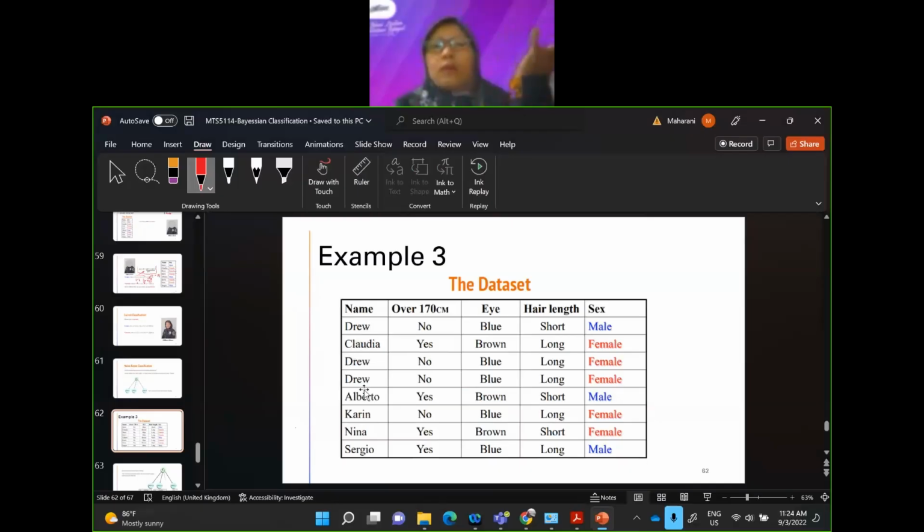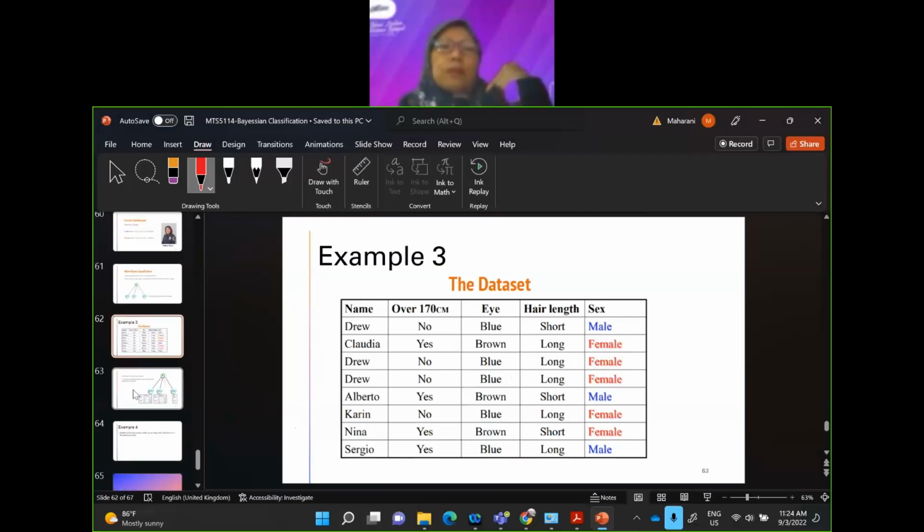Independent, right? So from name, for instance, if you have the name Drew, there is no connection with the heights, no connection with eye, no connection with hair. It's not necessarily that if you have short hair then you got blue eyes. There is no connection, right? So for all of them, I think they are independent. If they are independent, then you use the independence formula from Bayes.